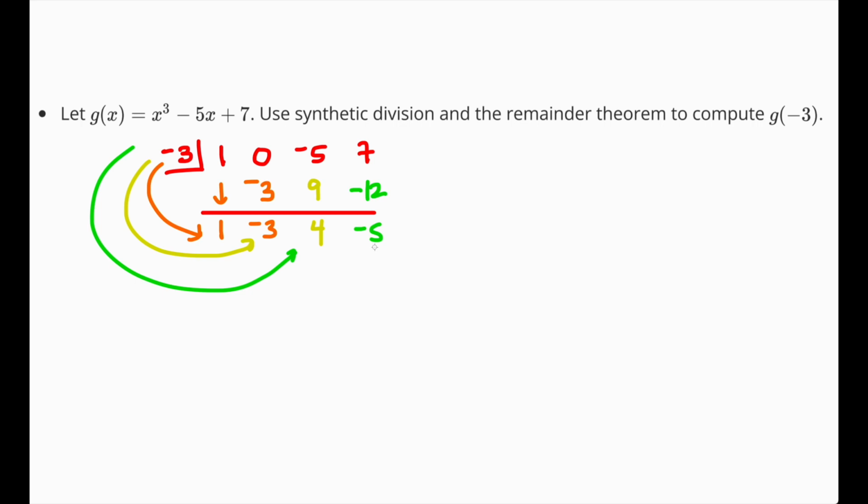Now it says using the remainder theorem, figure out what g of negative 3 is. Well, g of negative 3 is equal to whatever the remainder is. The remainder is negative 5. So the answer for this one is just going to be negative 5. Another way of doing that is if you just plugged in negative 3 to the original equation, but again, it says you cannot do it that way. You have to use synthetic division and the remainder theorem.